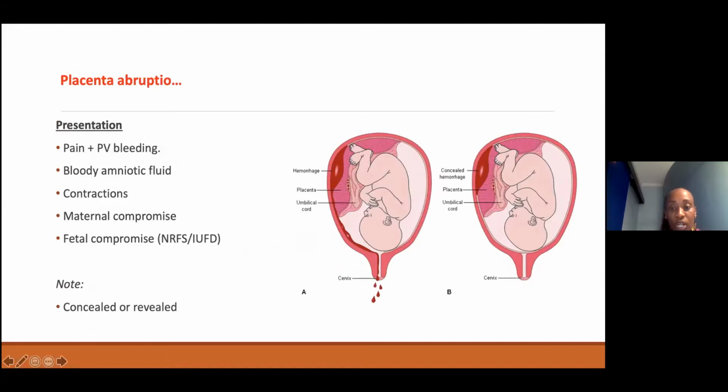As a pictorial presentation, I want you to look on the right side of your screen. You can clearly see the difference between a revealed hemorrhage, which is picture A, versus a concealed hemorrhage, which is picture B. But ultimately, they will present in a similar way, other than whether it's revealed or not. And these patients have more bleeding and pain association. Patients may also present with a bloody amniotic fluid. For example, you do an ARM intrapartum and you find blood-stained amniotic fluid.